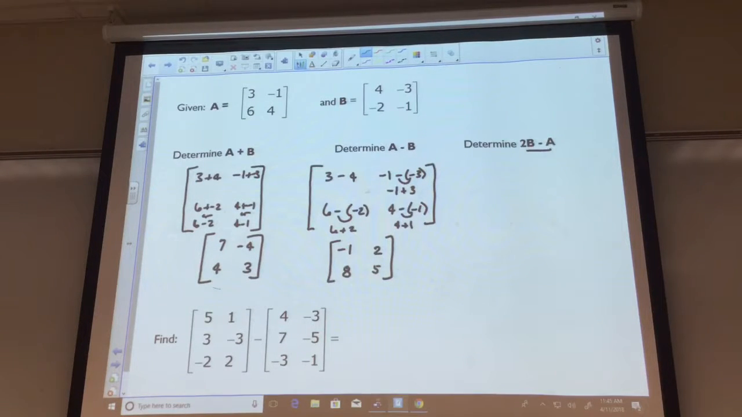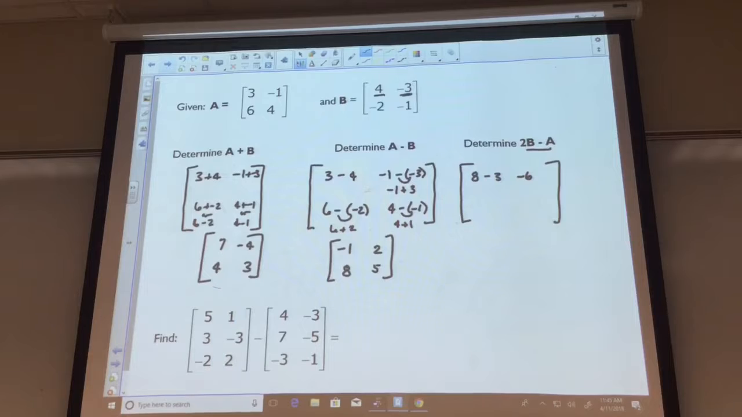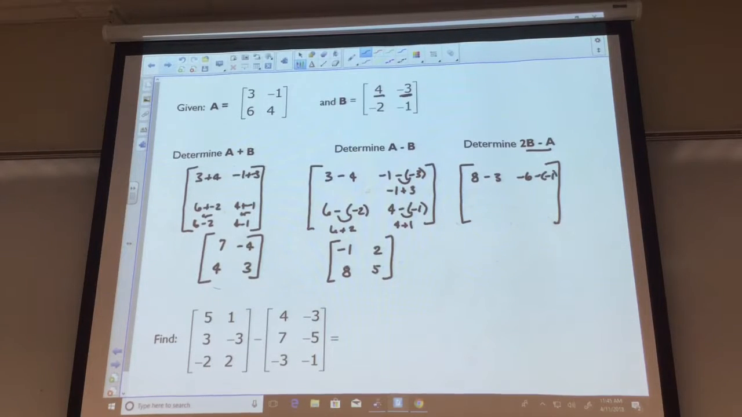Could we do the more complicated operation? I would expect us to have 2 times B and then subtract A. Well, 2 times 4 would give us a value of 8, and now we're subtracting 3. 2 times a -3 would give us a -6, and now we're subtracting a -1.